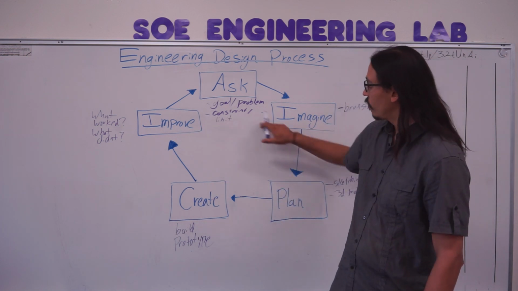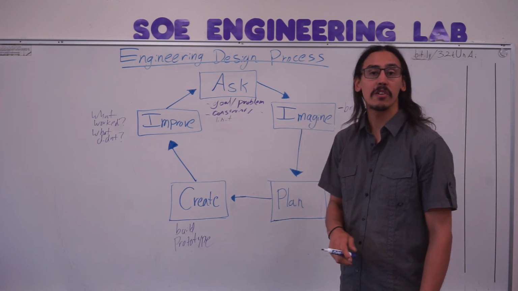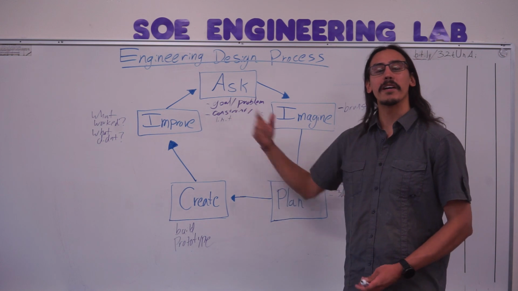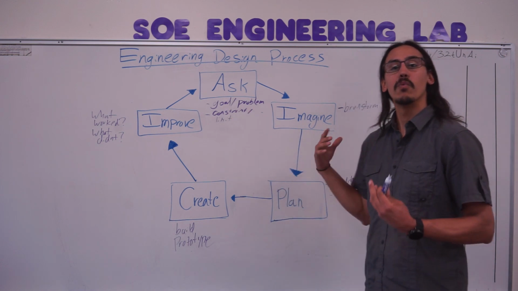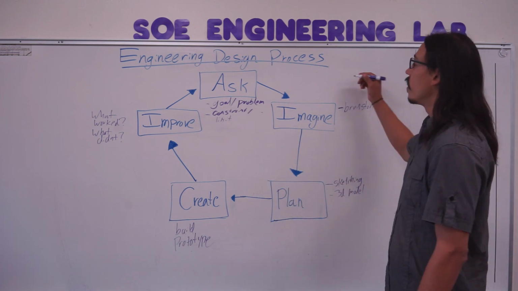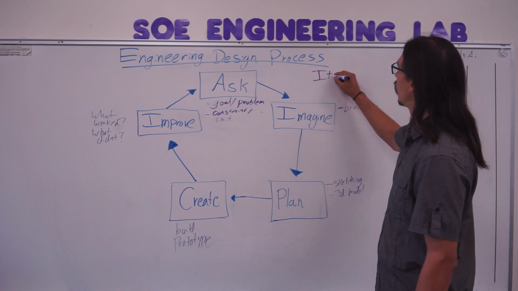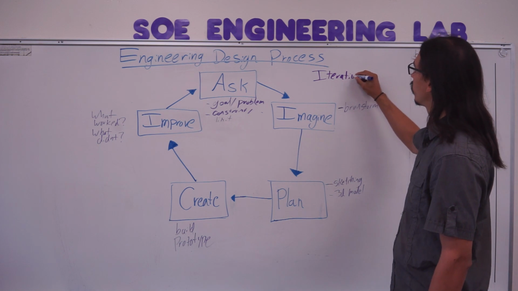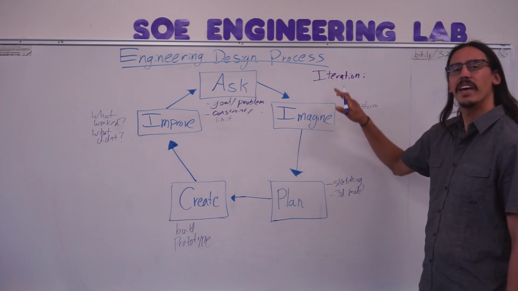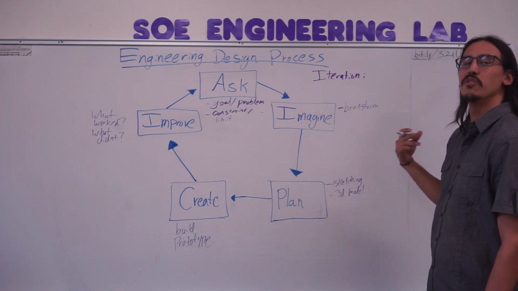And you can see how the engineering design process is like a circle here. So it goes right back up to the top and we can repeat the whole thing. This is called an iteration. Just spelled like this. An iteration just means to repeat something.